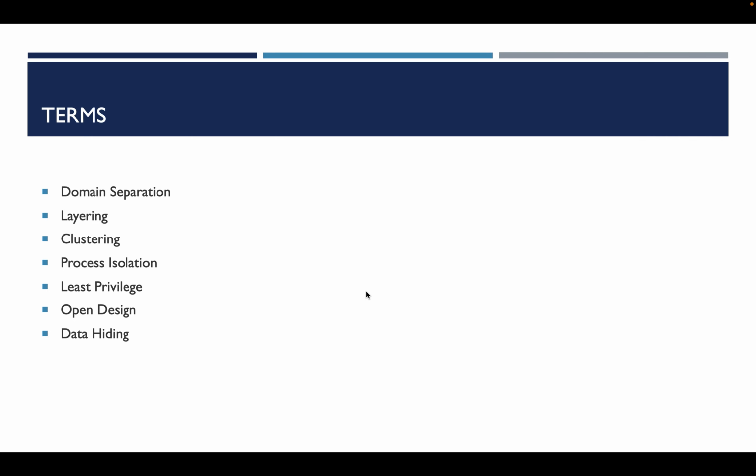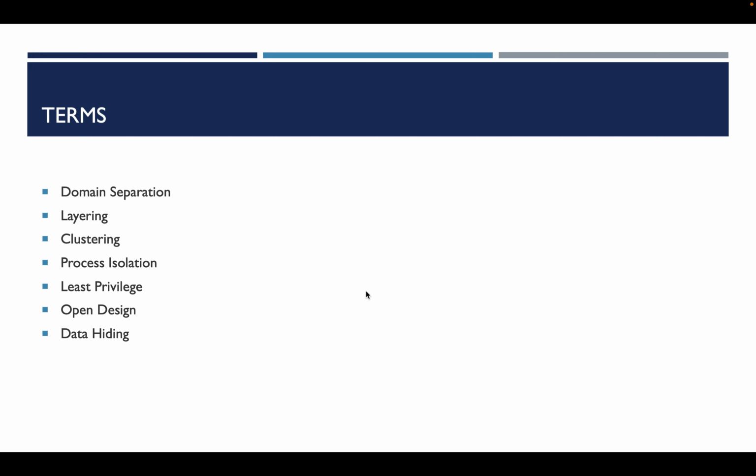Then we have process isolation. Process isolation is a form of data hiding which protects running threads of execution from using each other's memory. Then we'll talk about least privilege, also known as law of Demeter. A given object should assume as little as possible about the structure or properties of anything else, including its subcomponents, in accordance with the principle of information hiding.